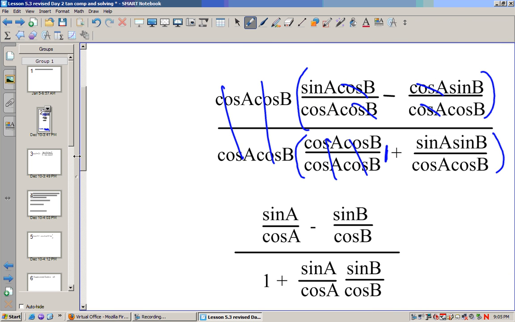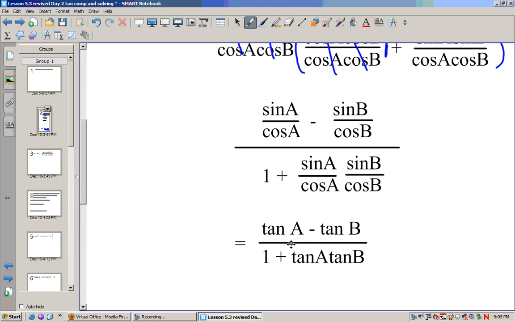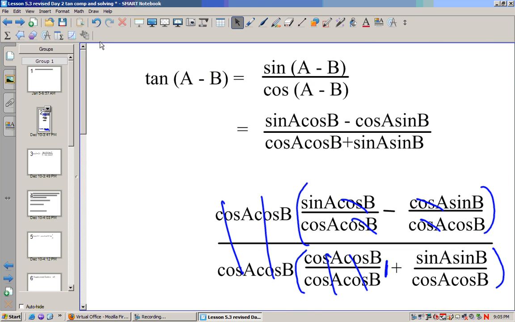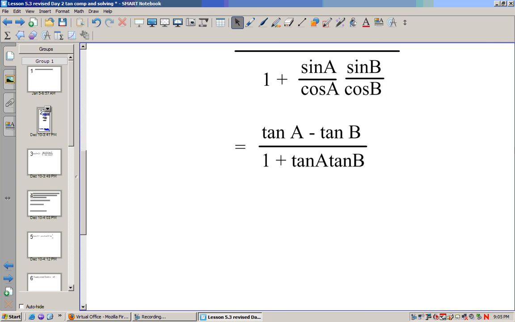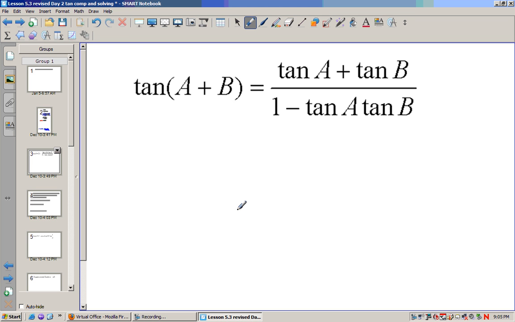So this is going to reduce to tangent of A minus tangent of B over 1 plus tangent of A tangent of B. And we all started with tangent of A minus B. Oh, I can't spell tangent. A minus B.